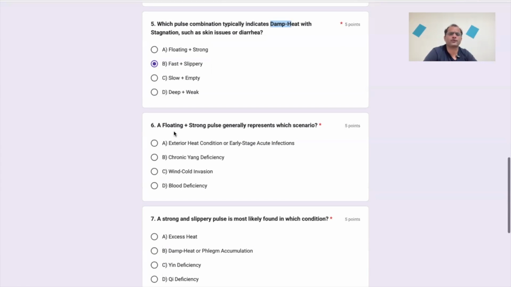Question number 6. A floating and strong pulse generally represents which scenario? First, what is the meaning of floating here? Floating means exterior, and strong means heat. So it is an external heat condition, or the early stage of an acute infection.